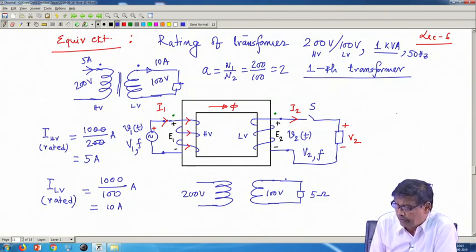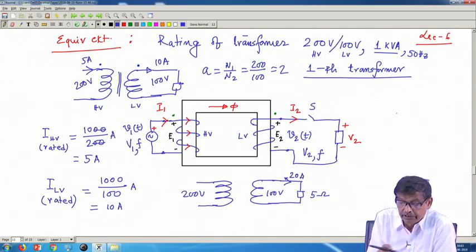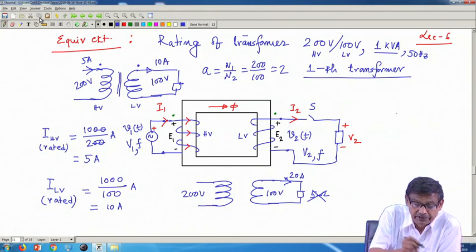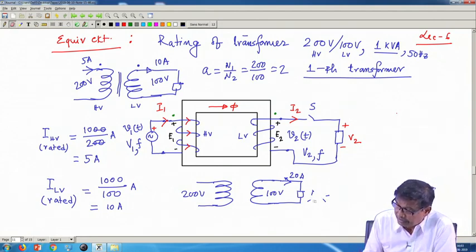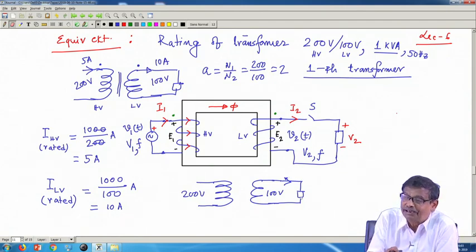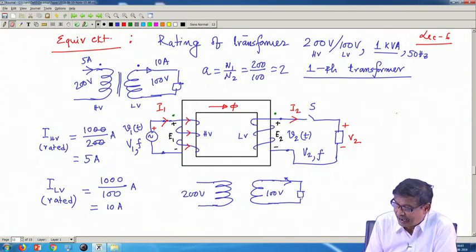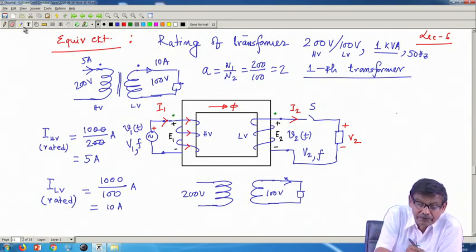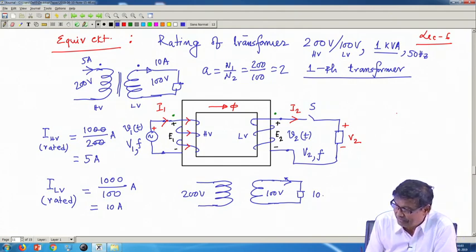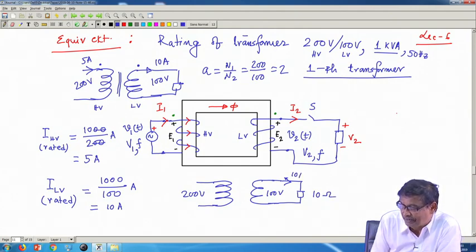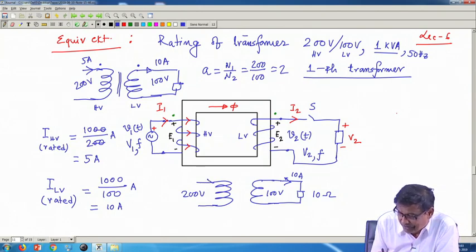200 volt, 100 volt, 100 by 5, 20 ampere you are trying to draw, and you will say, oh, rated current is 10 ampere. No, this is not allowed. So do not connect 5 ohm then. Are you getting? You must understand this. Therefore, what is the minimum impedance you can connect? 100 by 10, that is 10 ohm. If you connect 10 ohm, fine, 10 ampere here. If it is 10 ampere, you be rest assured it will automatically be 5 ampere.